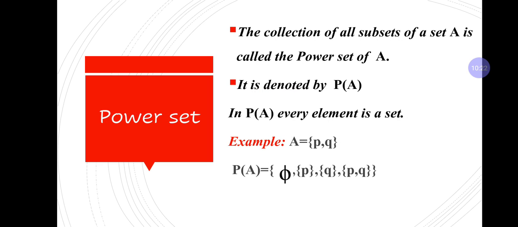Power set. A collection of all subsets of a set A is called the power set of A. Here we can represent or denote power set like this. In a power set, every element is a set. Let us consider an example. Here set A has elements P and Q. Then the power set of A will be like this, which has elements phi, set P, set Q and set P and Q.